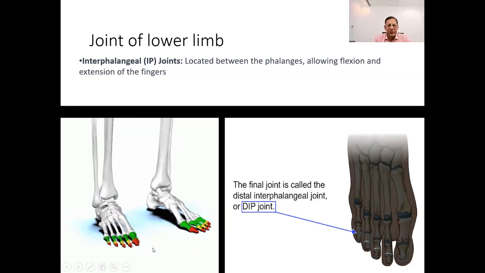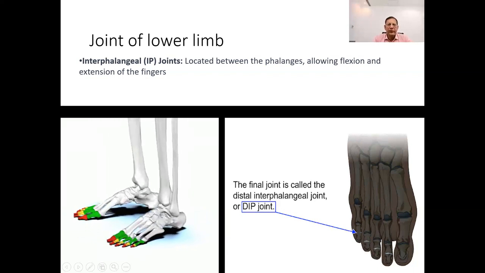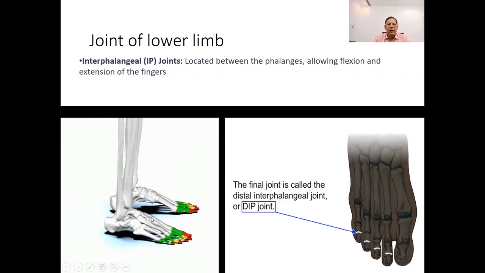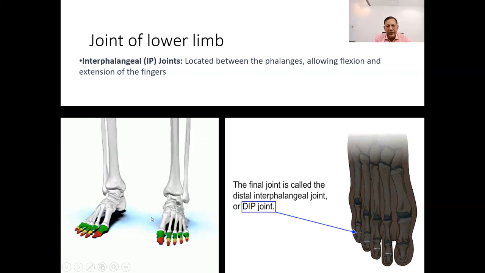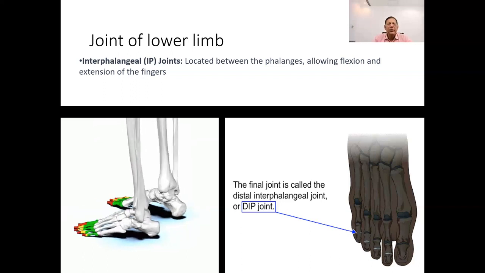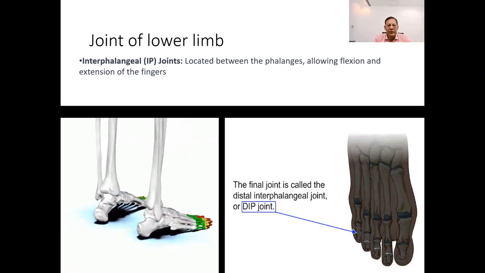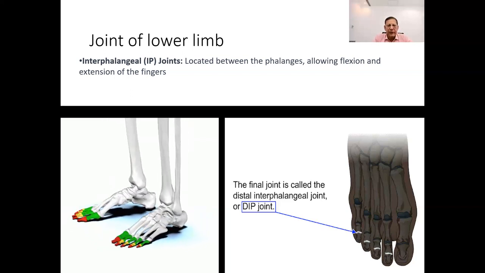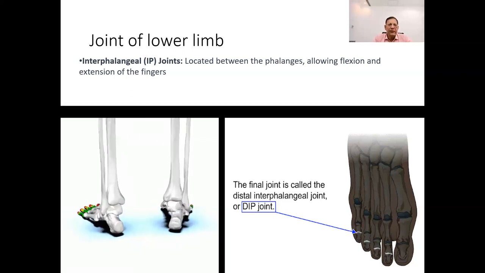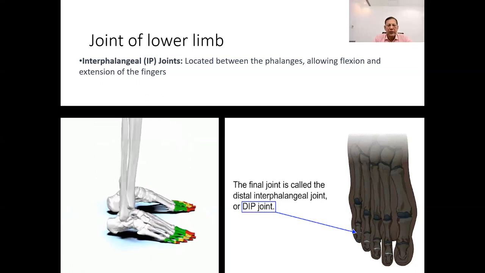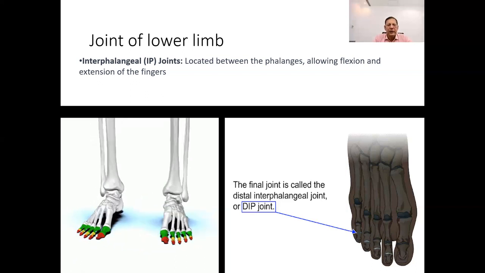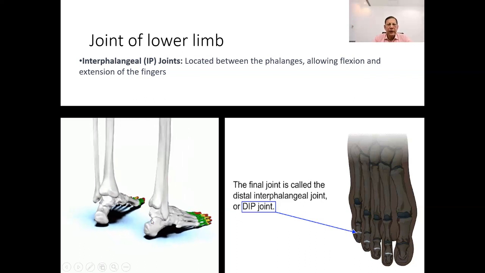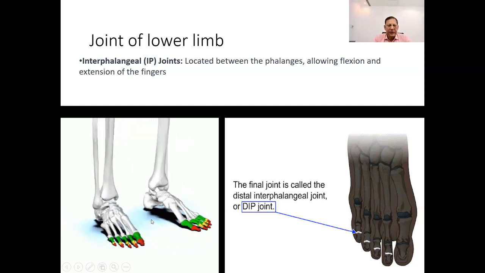The big toe, or the hallux, typically has two phalanges, that is proximal and distal. So it has only one interphalangeal joint. So unlike the other toes, it lacks the PIP and DIP joints, that is proximal interphalangeal joint and distal interphalangeal joint. The interphalangeal joint of the big toe allows for bending and straightening movements.